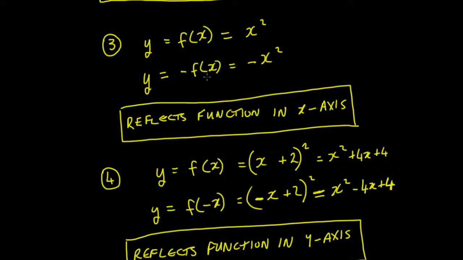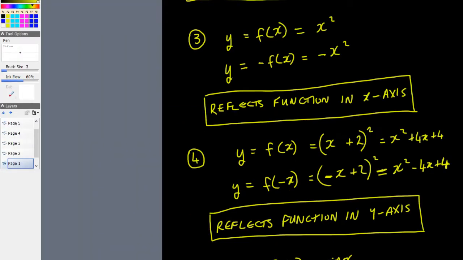So all you're doing is taking the whole function x squared and making it minus. Okay, now let's get in and we'll have a wee look at that. We'll see what that one does when we get into our graphical calculator.